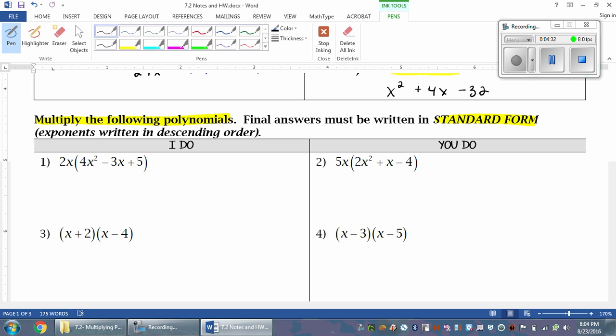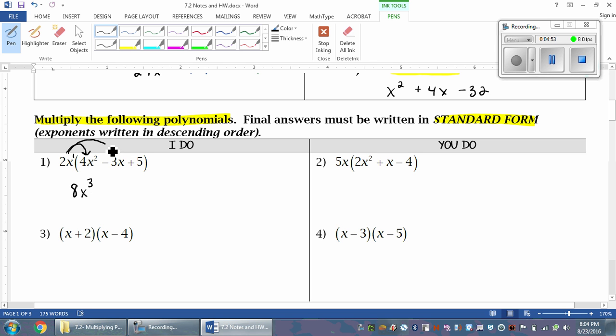All right, let's go ahead and practice number 1. I have 2x times 4x squared. 2 times 4 makes 8. We keep the x the same. x to the first times x squared, so 1 plus 2 is 3. So 2x times 4x squared is 8x cubed.